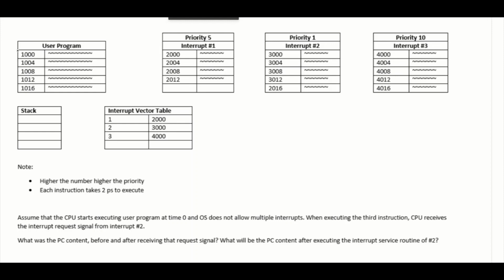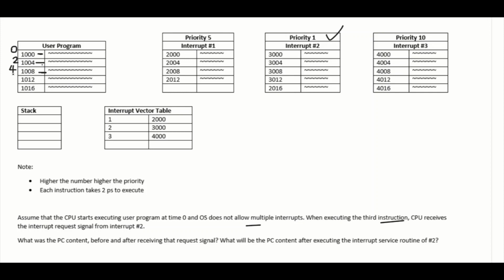Let's assume at time 0, the CPU starts the execution of the instruction at address 1000. And as I mentioned, there are no multiple interrupts. Let's assume while the CPU is executing the third instruction, this is the second, while it is executing the third instruction, it receives the interrupt request signal from interrupt 2, this one. So at time 0 it starts the first instruction, at time 2 it starts the second, and at time 4 it starts the third instruction.